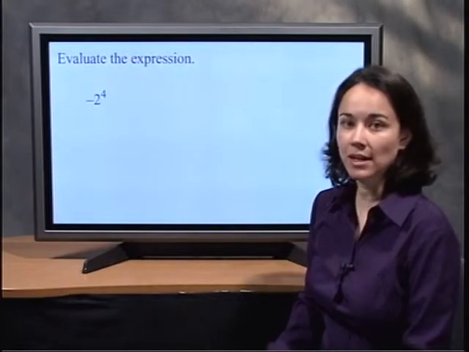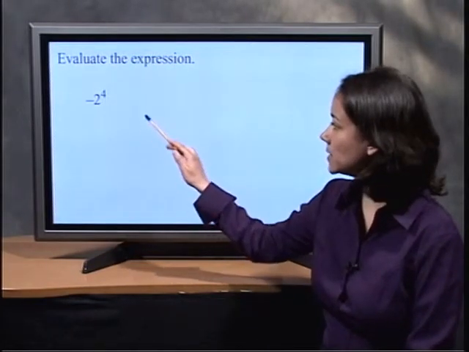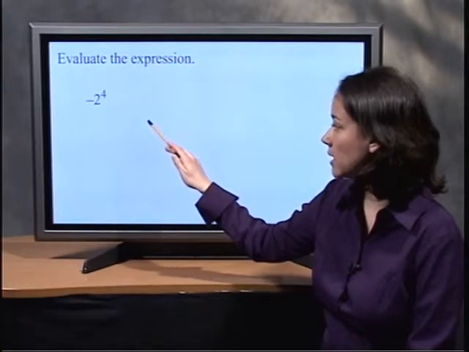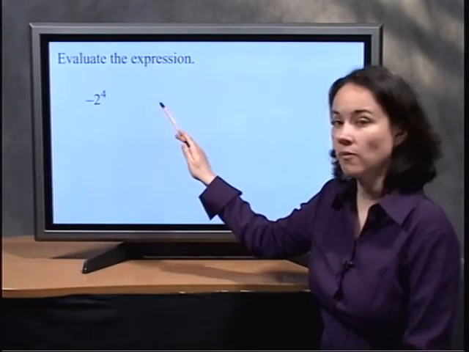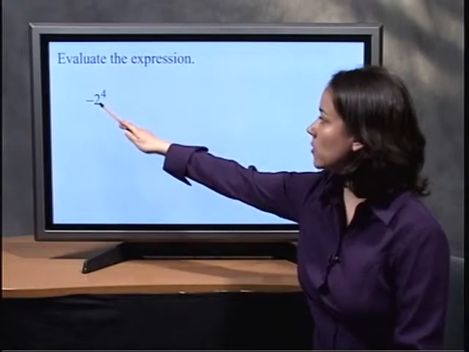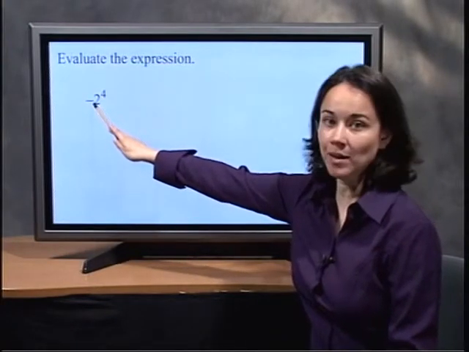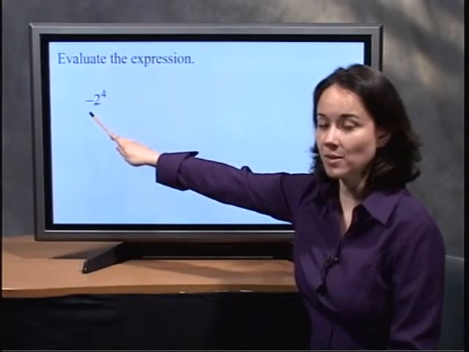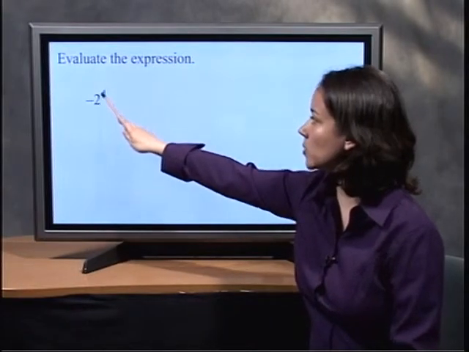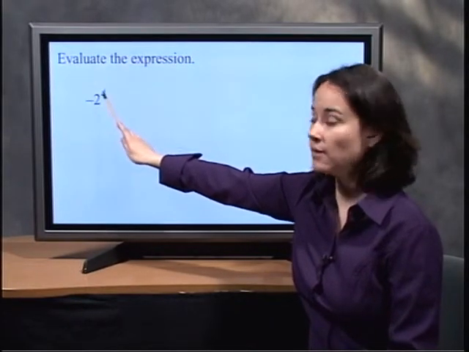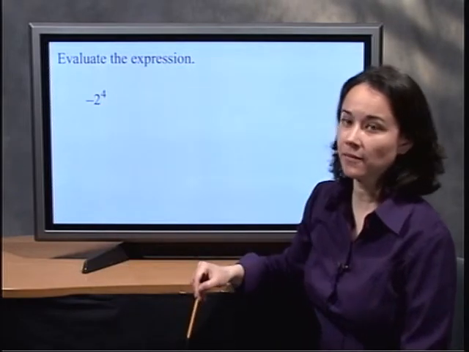Now let's try this again, only it's slightly different now. There are no parentheses, you see, so we have negative 2 to the 4th. So the 4th power only applies to the 2, it does not apply to the negative. Okay, so that can be tricky to realize. If there were parentheses like the last time, then the 4th power would apply to the negative.